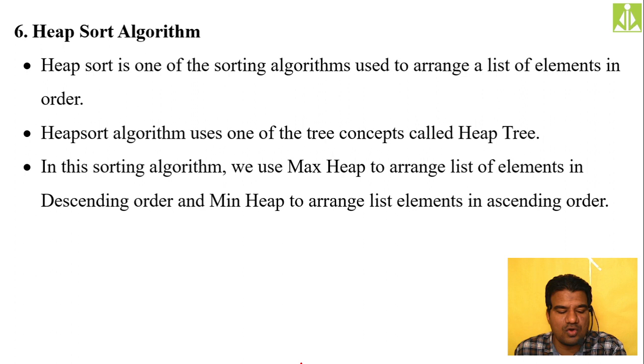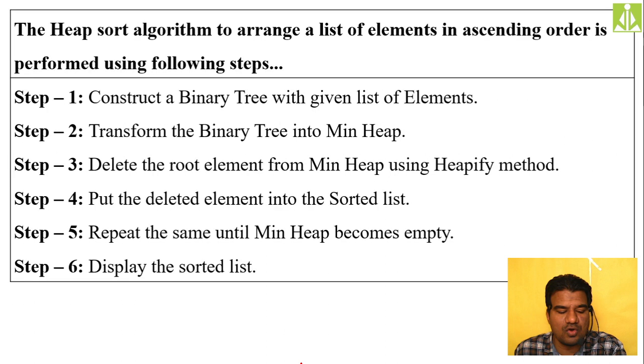In this sorting algorithm, we use maximum heap to arrange the elements in descending order and minimum heap to arrange the elements in ascending order. Maximum heap, descending from max to lower. Minimum heap, ascending from minimum to higher. So the concept is very simple. Whatever elements they give to you, simply construct a binary tree. Binary tree in level order traversal we will construct. Level order traversal we follow and we construct node by node, level by level.